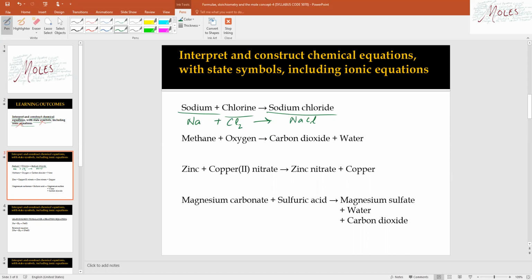The next reaction is between methane and oxygen. The products are carbon dioxide and water. In this reaction, CH4 will be written for methane. Again, I will write O2 for oxygen instead of writing only O because oxygen also exists in the diatomic state. Formula for the products will be easy here. CO2 for carbon dioxide and H2O for water.